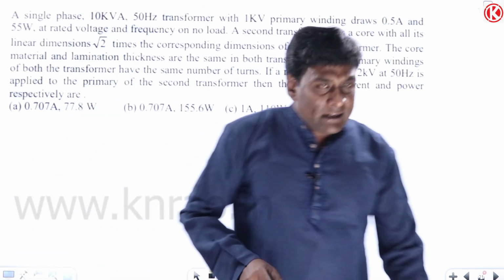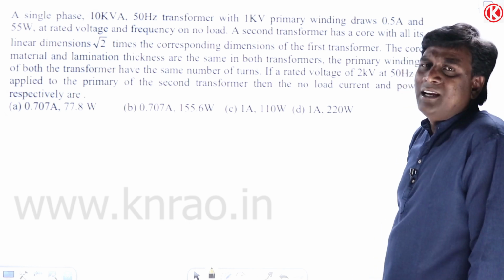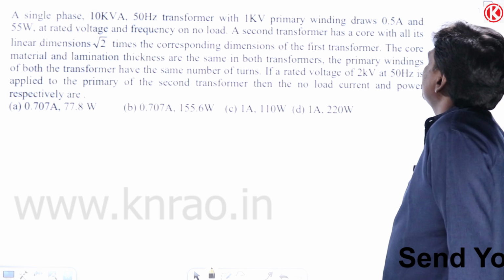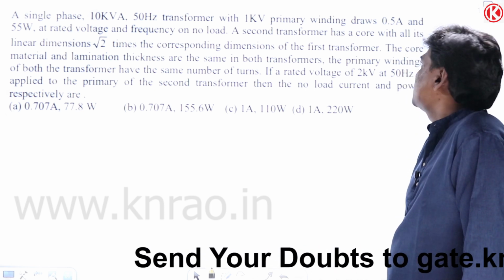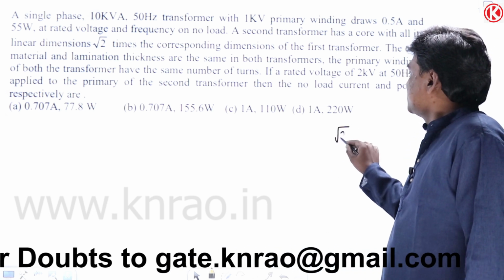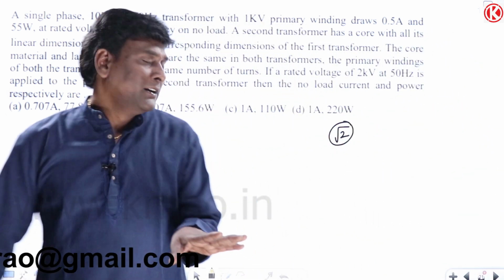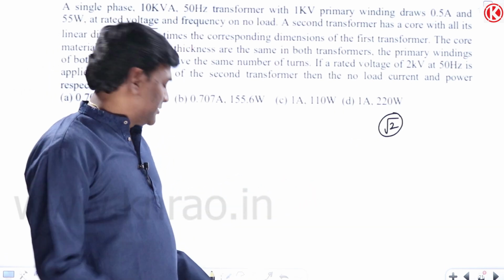Now let us take this question. This is already known to all of you, but anyway, let me deal with it once. A single phase 10 kV 50 Hz transformer with 1 kV primary winding draws 0.5 amperes, 55 watt at rated voltage, frequency unknown. All linear dimensions are increased by root 2 times. You know the answer, I know. Let me deal with it the way we dealt with the previous question.